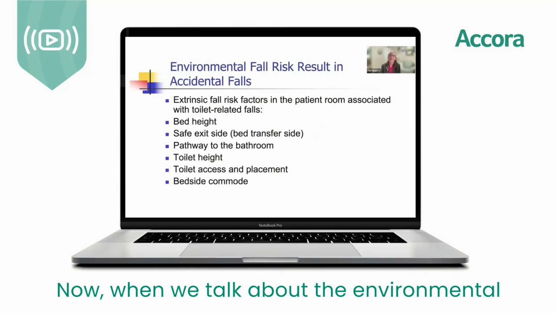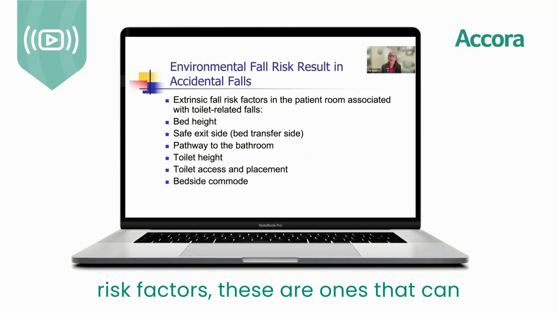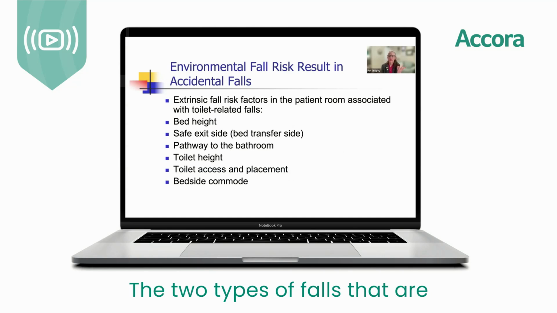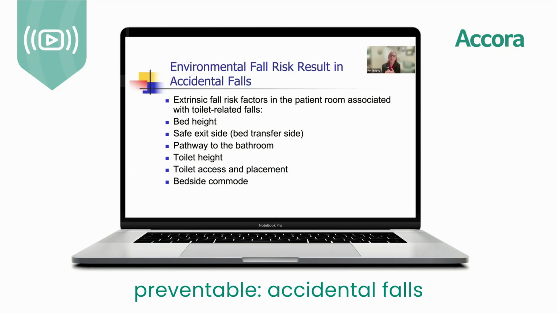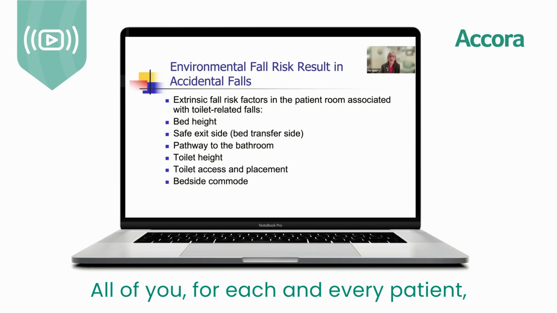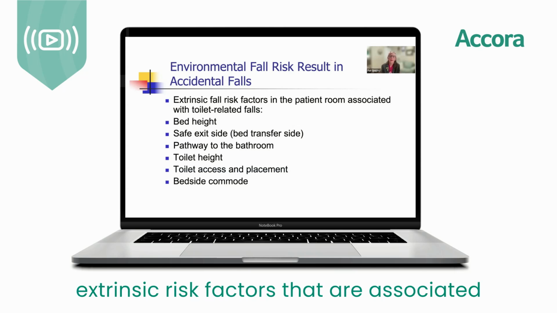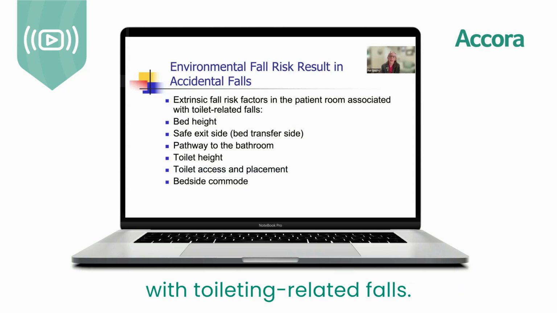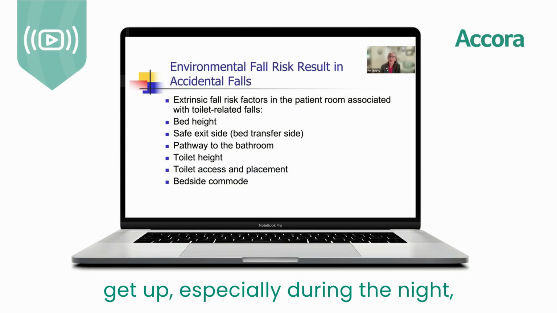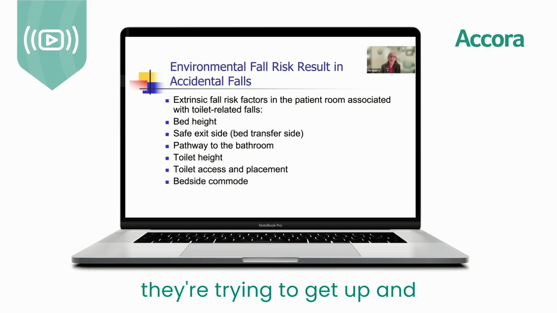Now, when we talk about the environmental risk factors, these are ones that can result in someone having that accidental fall. The two types of falls that are preventable: accidental falls and anticipated physiological falls. So all of you, for each and every patient, should know what are their extrinsic risk factors that are associated with toileting related falls, because we know that people are trying to get up, especially during the night. They're trying to get up and go to the bathroom.